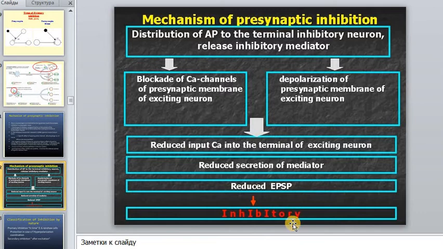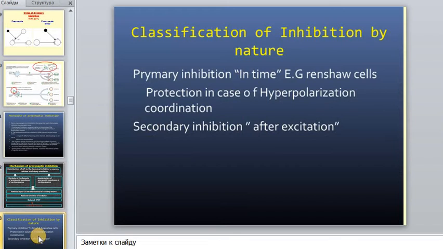Postsynaptic potential, in general we have inhibition of signal, but it's not so easy to understand all this classification. And in general we have primary inhibition in time, and we use special neurons, Renshaw neurons. And in general we have protection in case of hyperpolarization and coordination, and in the end, secondary inhibition after excitation.